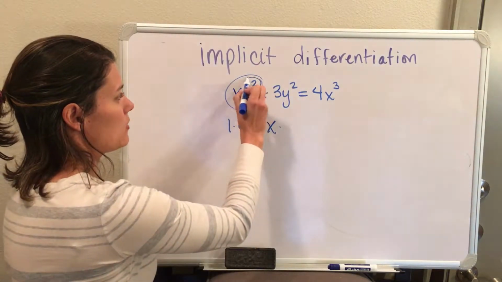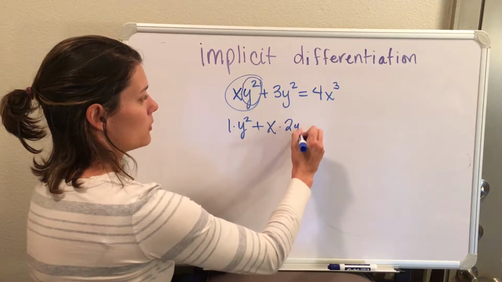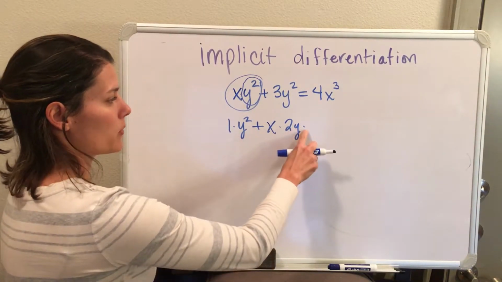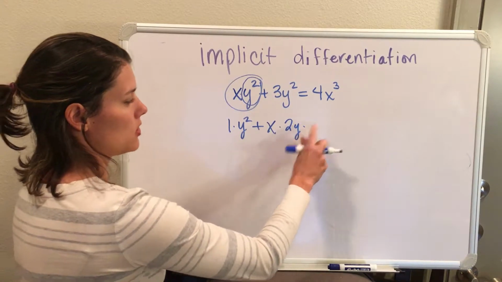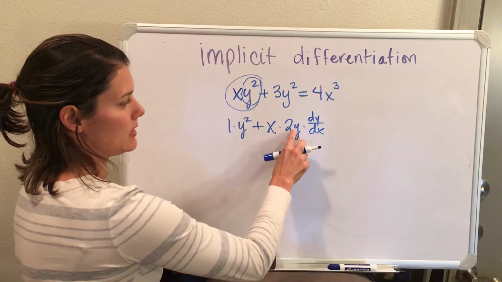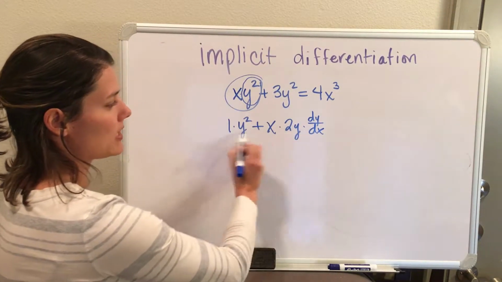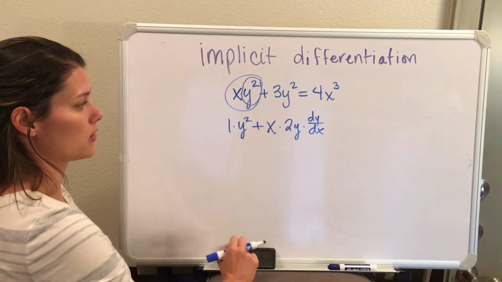Now since I'm taking a derivative of a y term, I'm going to do the power rule like normal, but then afterwards I have to multiply it by y prime because the derivative of the inside is y prime. And then this will complete the product rule for this first term.